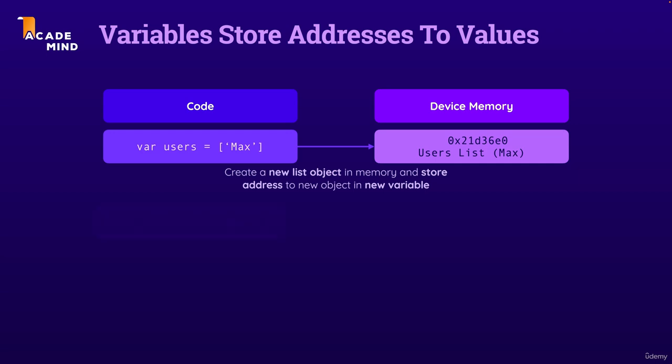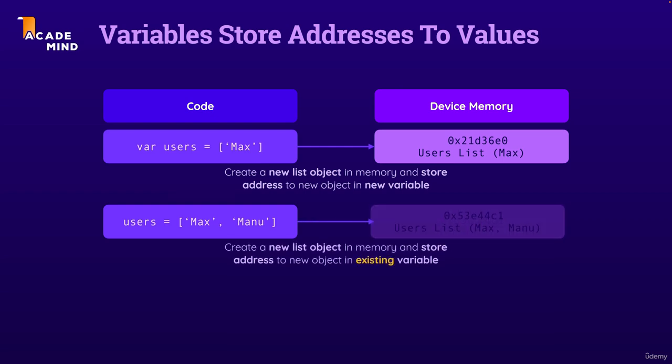Now, if you overwrite the value in the variable like this, a new object is created and stored in memory with a new address, and this new address overwrites the existing address in the existing variable. So in the end, the data in the variable is overwritten, you could say, but technically it's the address. Now the variable points at a different object in memory.